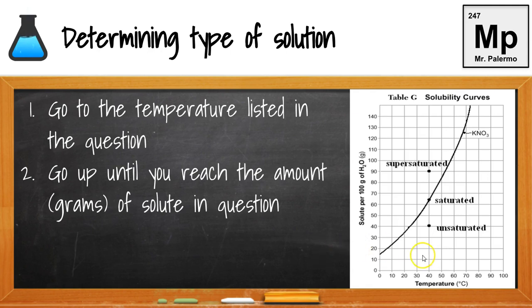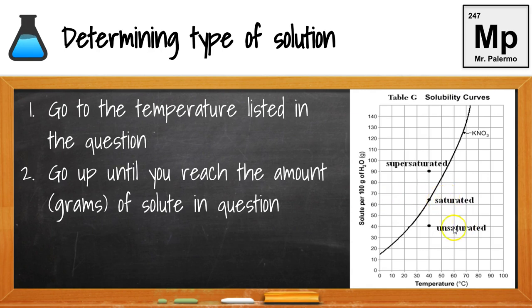So since each line represents the saturation point for a specific substance at a specific temperature, if we look at this one here, this is KNO3, potassium nitrate. Let's look at a specific temperature, 40 degrees Celsius. At 40 Celsius, the maximum amount of solute that I can put in 100 grams of water is my saturation point, which is about 65 grams. So that means I can't dissolve any more.